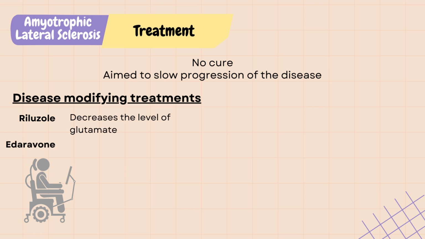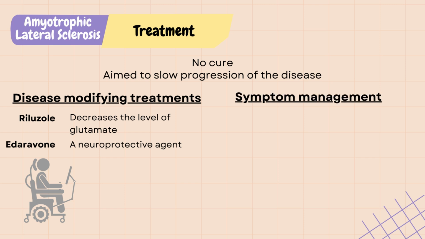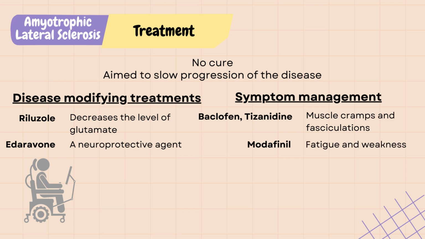Riluzole decreases the level of glutamate, which is the neurotransmitter that is responsible for causing ALS, and therefore reduces the damage to motor neurons. Edaravone acts as a neuroprotective agent that prevents oxidative stress damage to nerve cells. Some medications can be prescribed to help with symptom management. For example, baclofen and tizanidine help with muscle cramps and fasciculations. Modafinil helps with fatigue and weakness.